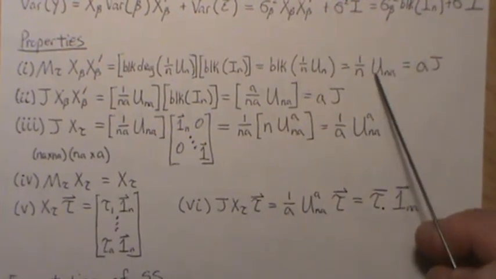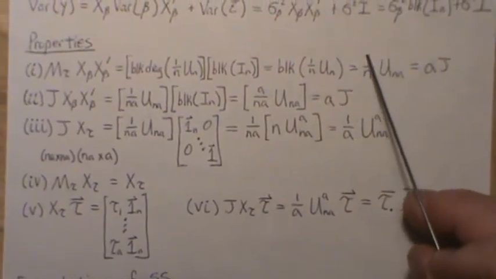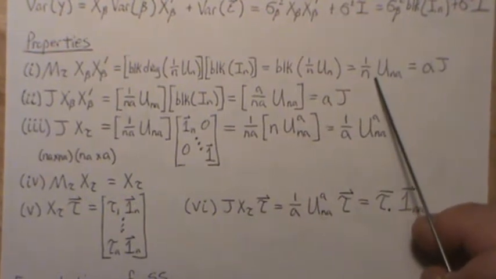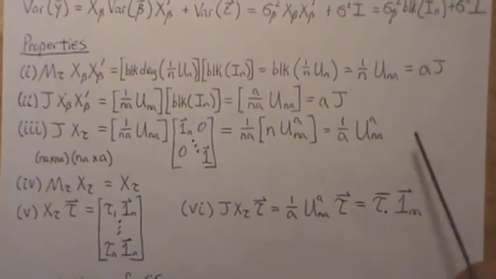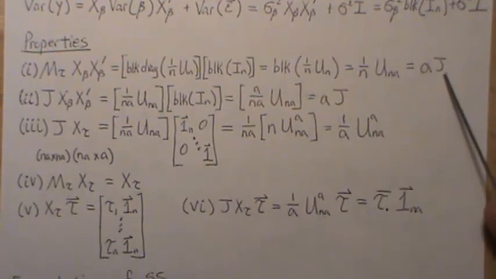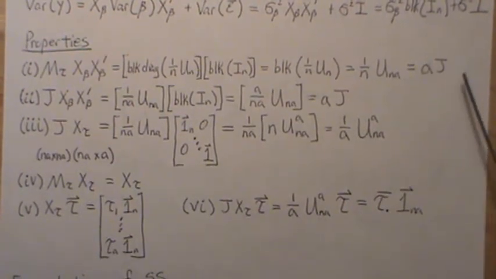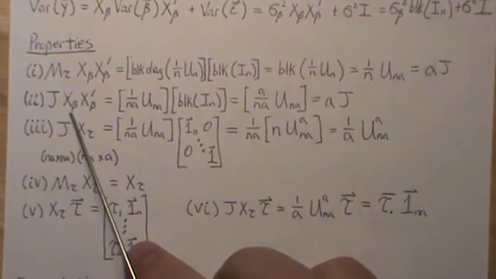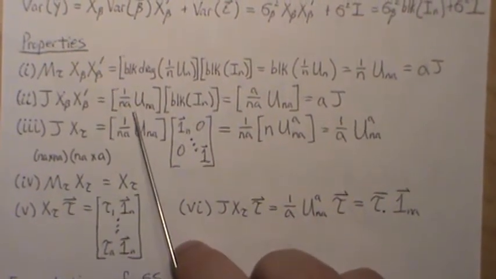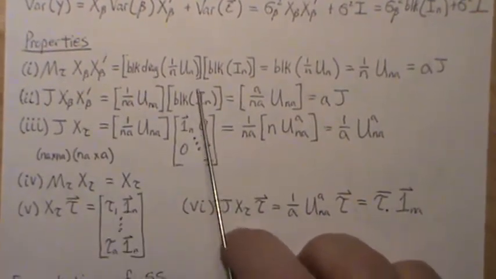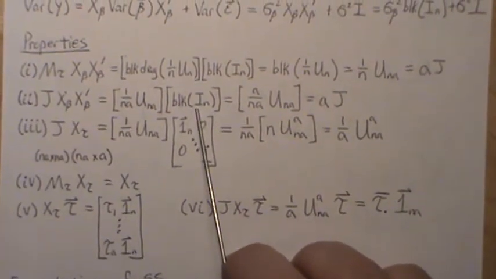Now if we multiply this times 1, A divided by A, then 1 over na U_na is actually J. It's the perpendicular projection matrix on the column space of ones. Now here J times X beta prime. J is this. Again, this is a block matrix of identity matrices.